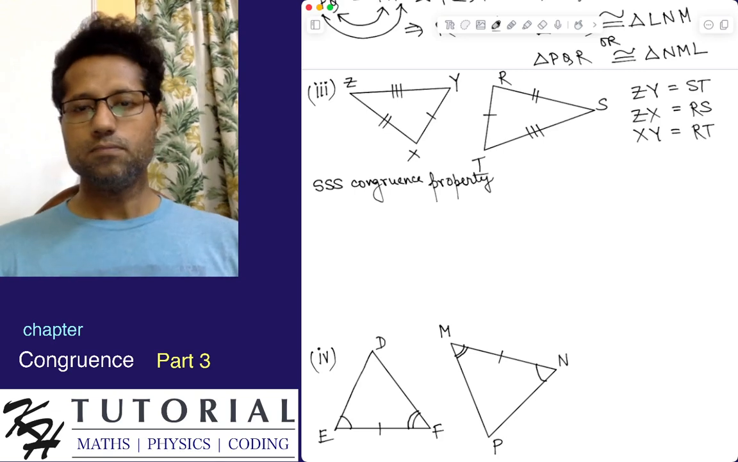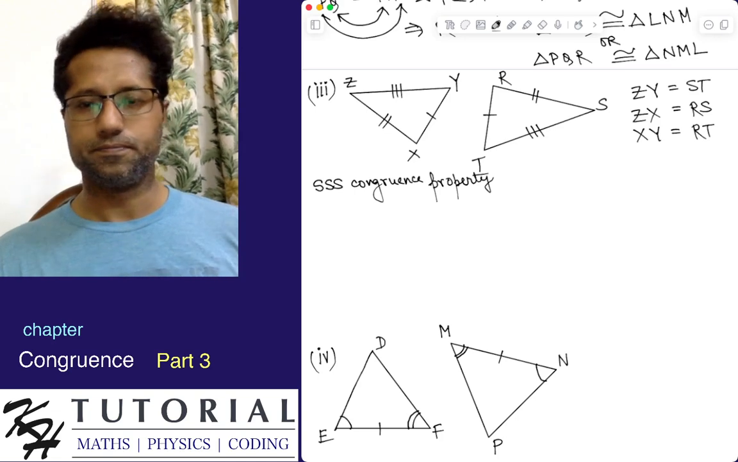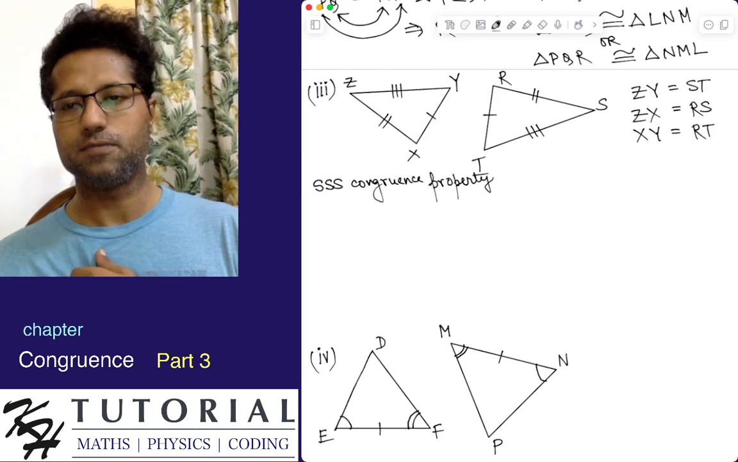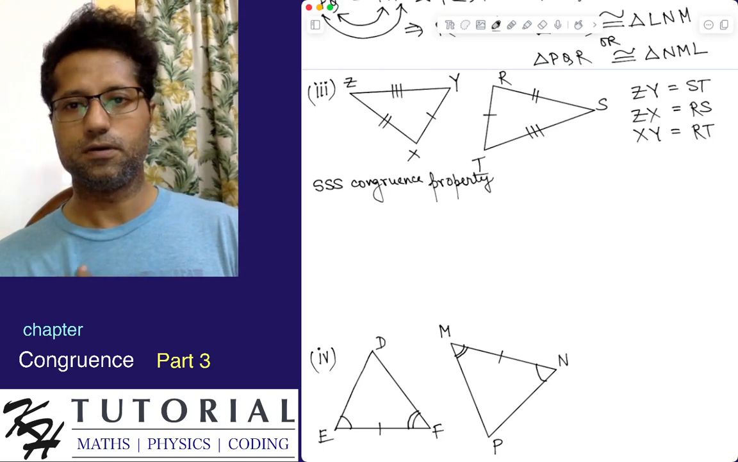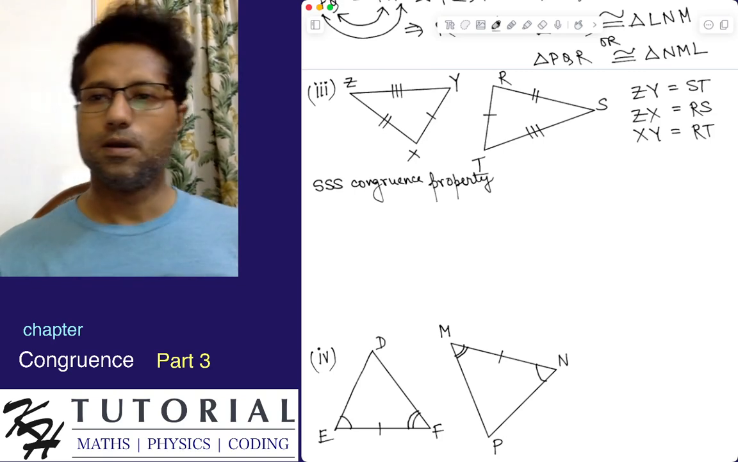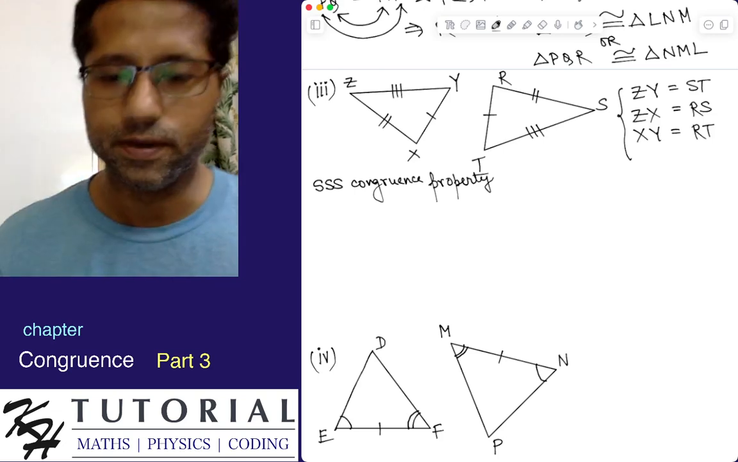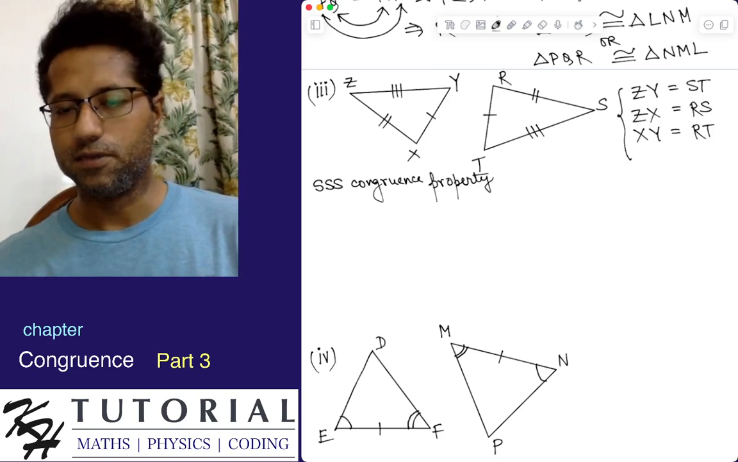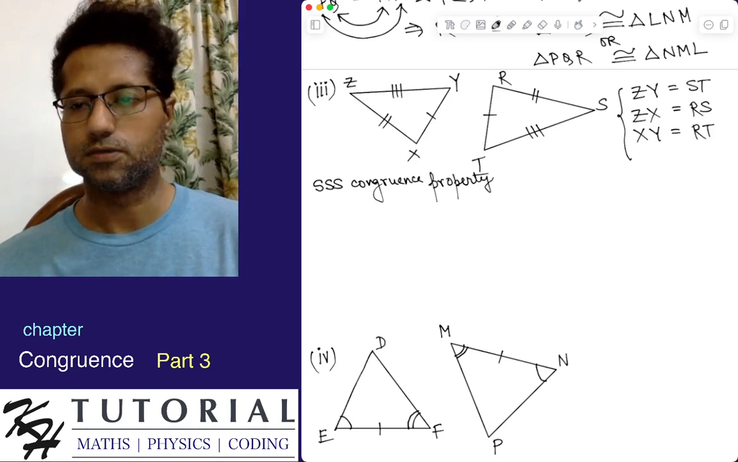Now how do we obtain the congruence relation, the congruence name? Clearly the congruence property is SSS because all the three sides are involved. We are having the equality of three sides with the corresponding sides. Now, how can we name the congruence? I already explained this in the previous video. If you have watched it, you will know how to name the congruence relation.